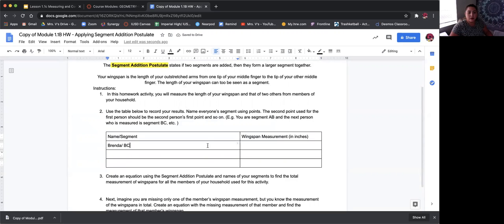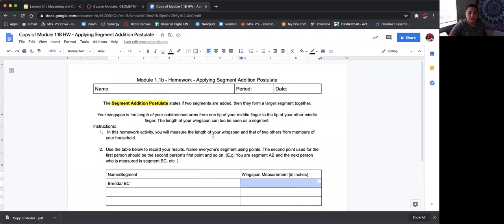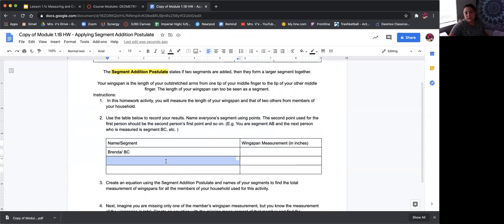Okay, now I'm gonna go ahead and measure myself. Either grab a ruler, or if you don't have a ruler, you can use a pencil, and then you can just approximate whatever measurement you have. So this is just a fun activity that you can do by applying the segment addition postulate.